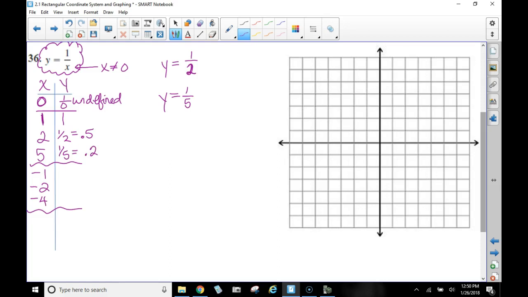Let's see what we've got so far. Let's jump over to our graph paper and let's plot the point (1, 1). 1 for x, 1 for y. When x is 2, y is at 1/2. I'm going to do the best I can to eyeball that there. When x is 5, 1, 2, 3, 4, 5, y is 1/5, or 0.2.